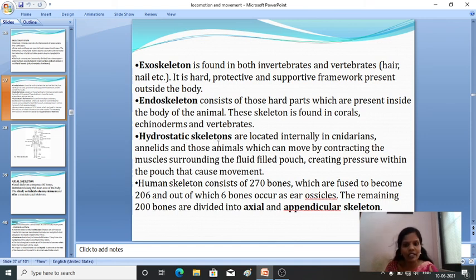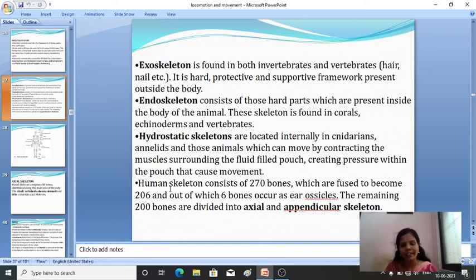Next, hydrostatic skeleton. So hydrostatic skeleton, they are located internally in cnidarians, annelids and those animals which can move by contracting the muscles, and generally they are surrounded by fluid filled pouches, creating a pressure within the pouches and they cause the movement. Some animals generally move by contracting the muscles, right?